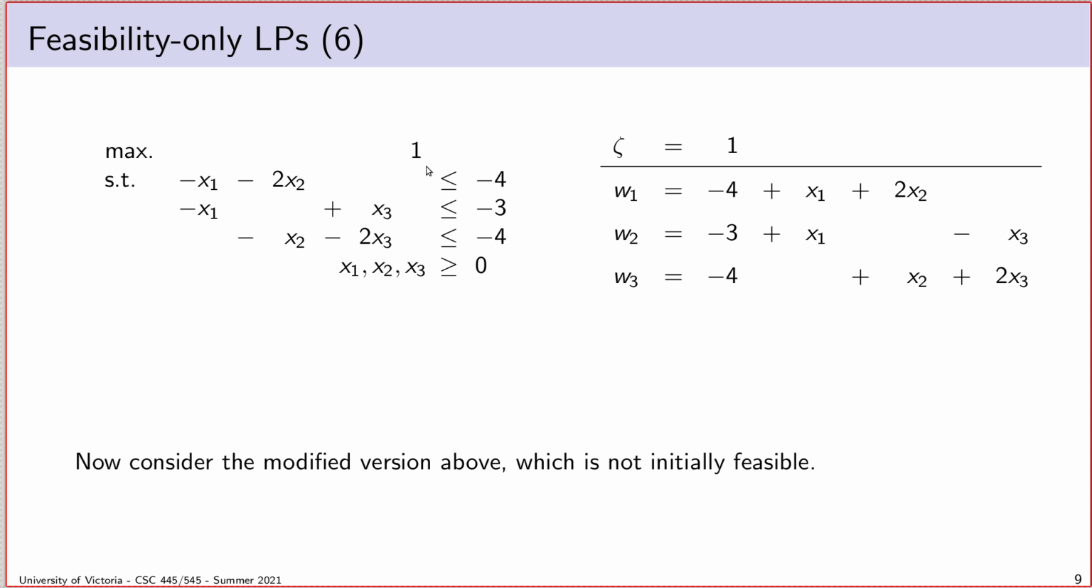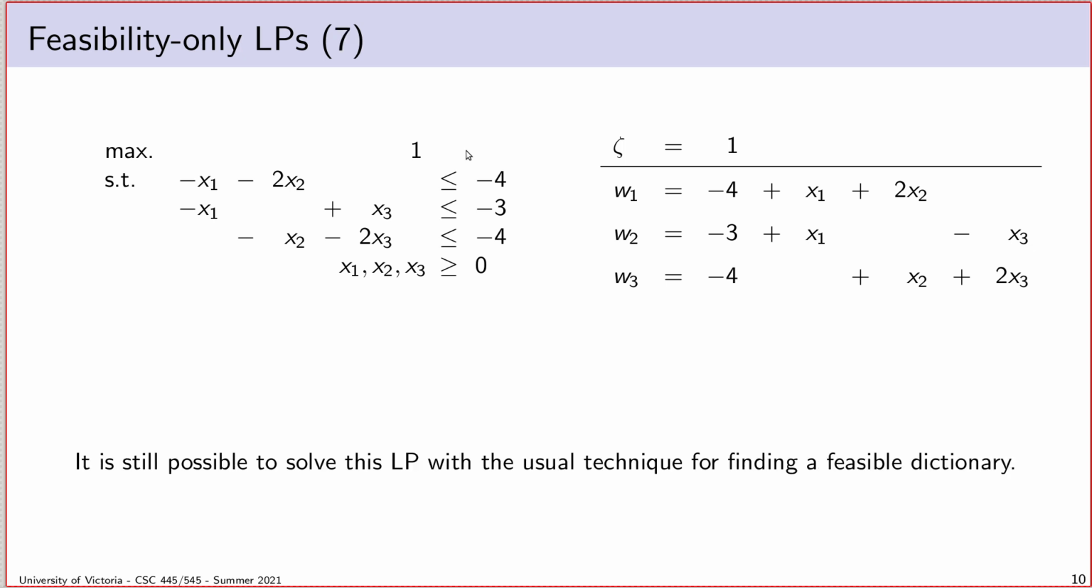So this LP still has this very trivial objective function, but the initial dictionary isn't feasible. And I want to make the point that just because the objective function is trivial doesn't mean you don't have to do any work to solve the LP. So we construct that initial dictionary, it isn't feasible, what do we do? Well, we do the same thing we would do in any other case, which is we try and find a feasible dictionary and then run the simplex method from there.